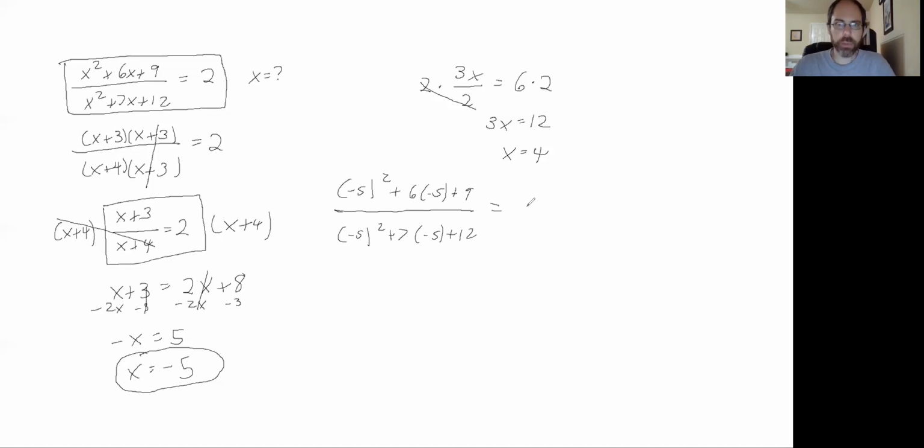So negative 5 squared is 25. 6 times negative 5 is negative 30 plus 9. Negative 5 squared is again 25. 7 times negative 5 is negative 35. And then I have plus 12. So 25 minus 30 is negative 5, plus 9 is positive 4. 25 minus 35 is negative 10, plus 12 is positive 2. And lo and behold, 4 divided by 2 does indeed equal 2. So my answer is right. When you plug in a negative 5, you will indeed get 2 here.